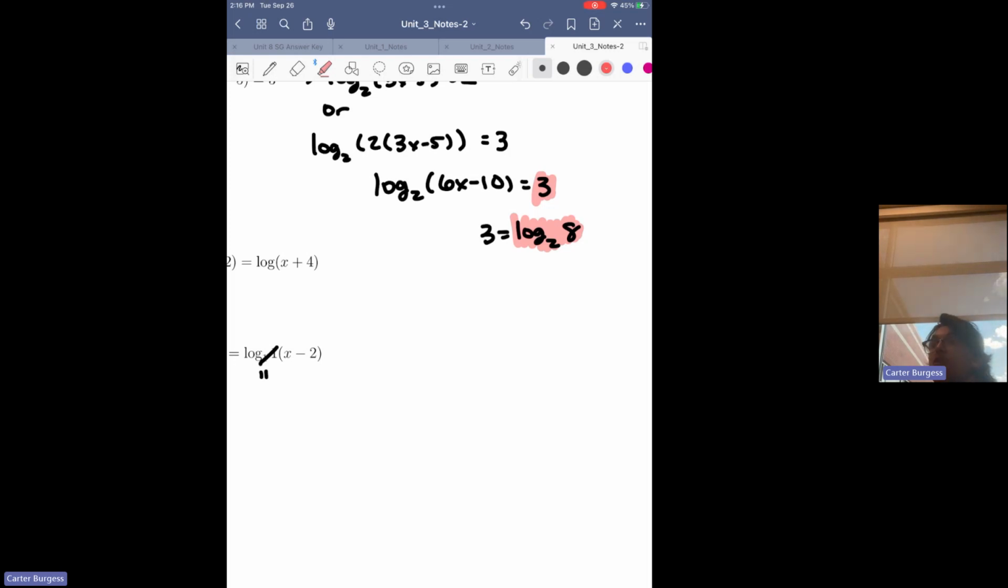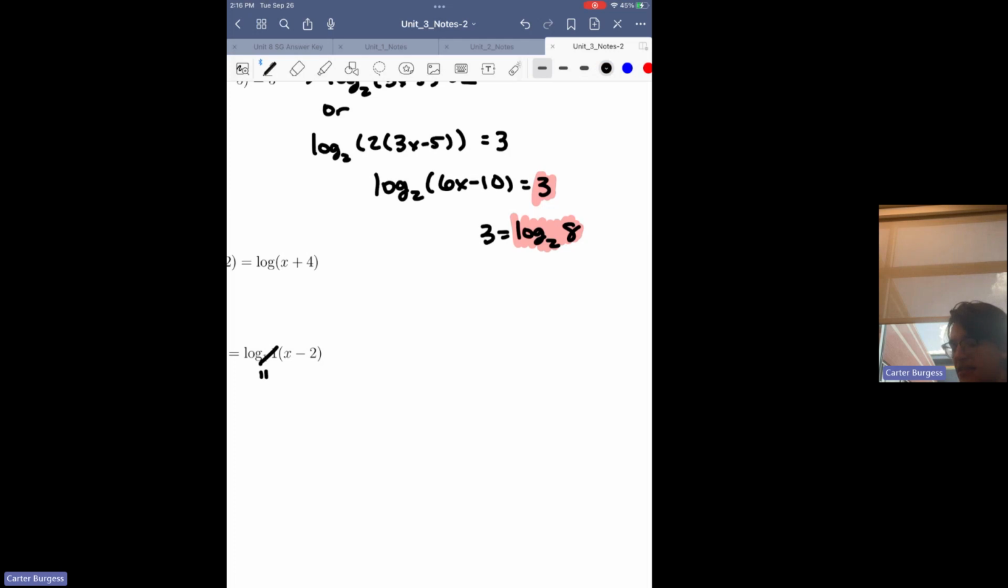We are using the one-to-one property to say that if the logarithms of these things must be equal, then the things themselves must be equal, right? A one-to-one property. We're not dividing. We're not canceling. Not really. So that would work. You'd get 6x minus 10 equals 8. But how else could we do this?